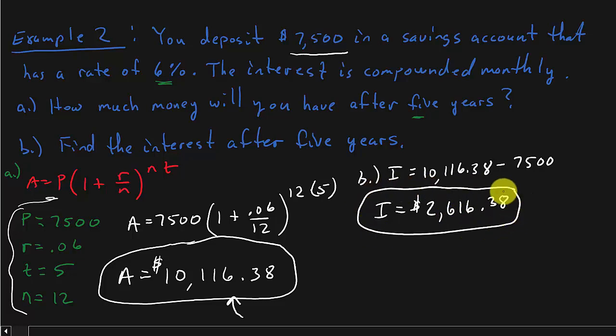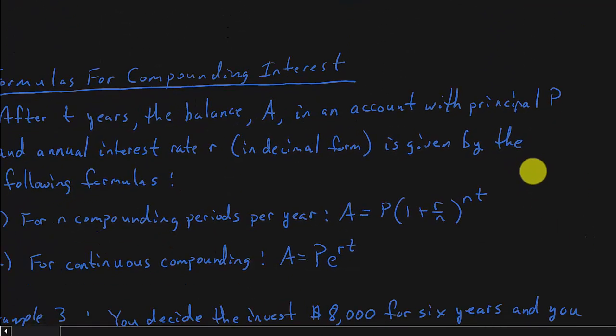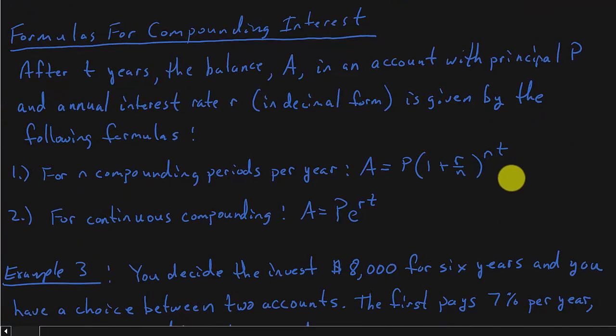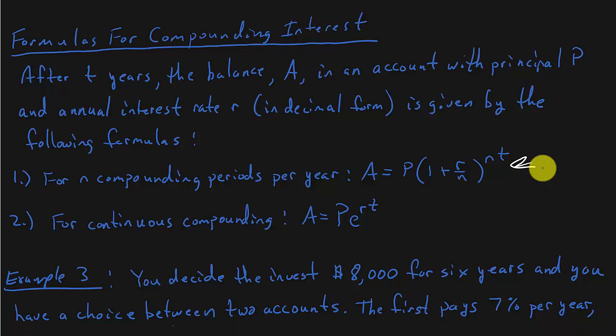All right. So hope everything's going good. Hope you're keeping up. All right. So, formulas for compounding interest. After T years, the balance A in an account with principal P and annual interest rate R in decimal form is given by the following formulas. For n compounding periods per year, and all they're doing here is just restating that formula we just looked at. Okay, that's the compound interest formula.